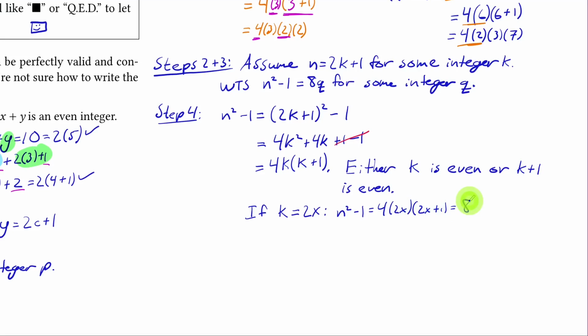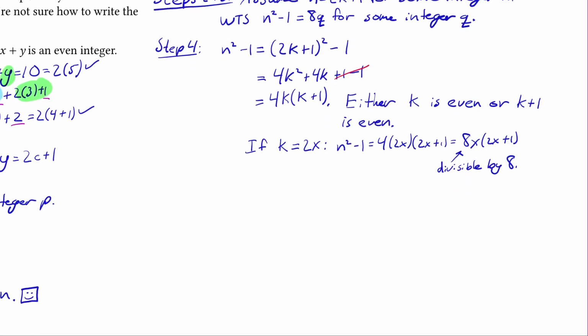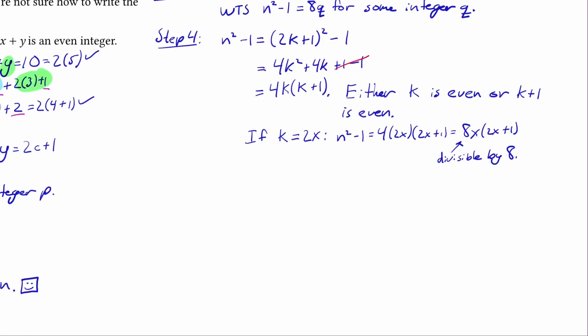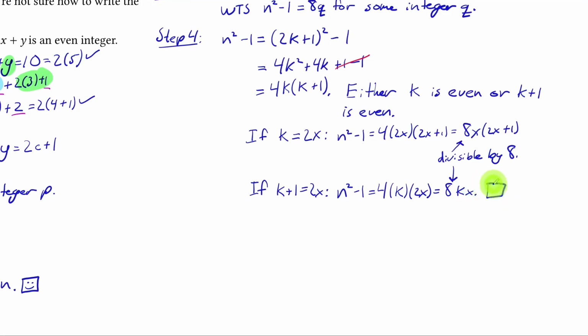And so if k is even, using the definition, we can factor that out, and that gives you 8 times that x times 2x plus 1, and that is divisible by 8. Likewise, if k plus 1 is even, then n squared minus 1, or we can just leave this as k, is also divisible by 8. Cool. So that is the proof.